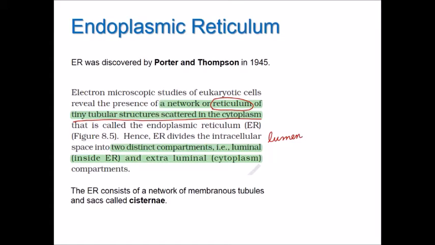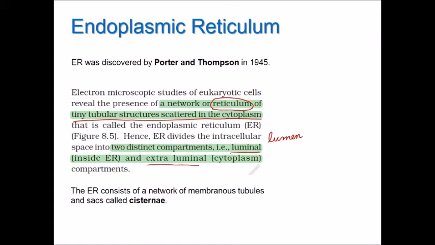So whatever comes inside the lumen, we call this compartment as luminal compartment. And whatever comes outside the ER, that is the cytoplasmic region, that is called extraluminal compartment. So basically, ER divides the intracellular space into two, luminal part and extraluminal part. Luminal part is the inside of ER, extraluminal is outside of ER.